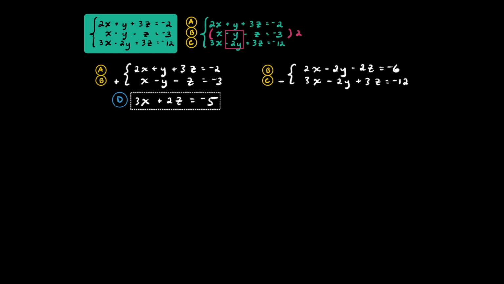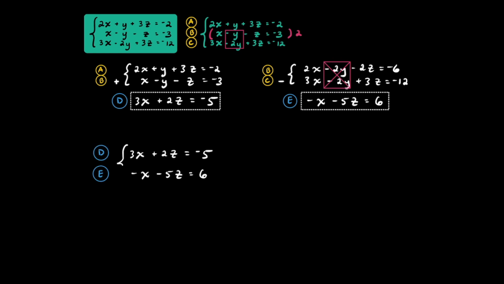Subtracting these two equations, 2x minus 3x is going to be negative x, negative 2y minus negative 2y gets eliminated, negative 2z minus 3z is negative 5z, and negative 6 minus negative 12 is equal to positive 6. I'm going to call this new equation equation E. Now we're going to use equations D and E to solve for one of the variables.